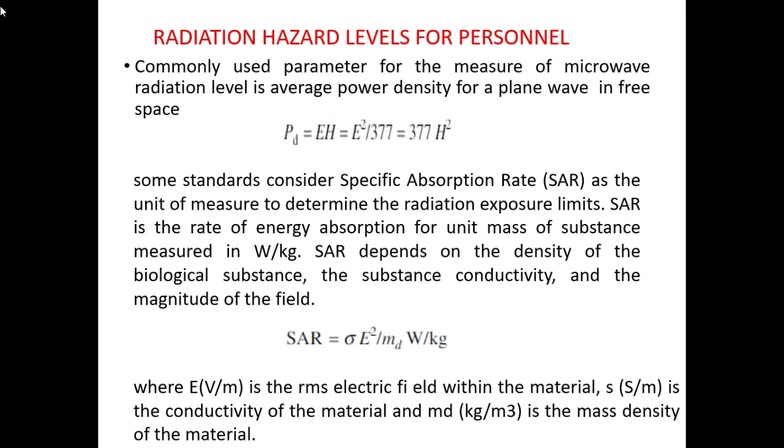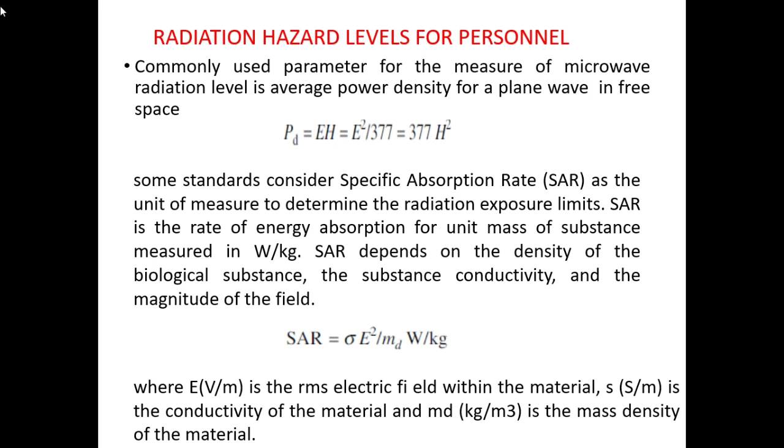So, how do we measure these radiation hazard levels? There are two things. The radiation coming out of any device can be measured by its average power density of the particular microwave, and the second one is the specific absorption rate, SAR. It is also one figure of merit to find out the radiation exposure limits. Every microwave device will have a specific SAR, and whenever the product comes into the market, it has to satisfy this figure of merit. The radiation should be within the SAR limit.